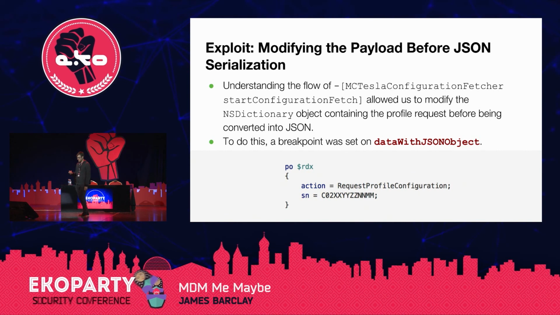So understanding this flow of the MCTeslaConfigurationFetcher startConfigurationFetch, this allowed us to modify the dictionary containing that profile request before it's ultimately converted to JSON. So to do this, we set a breakpoint for dataWithJSONObject.